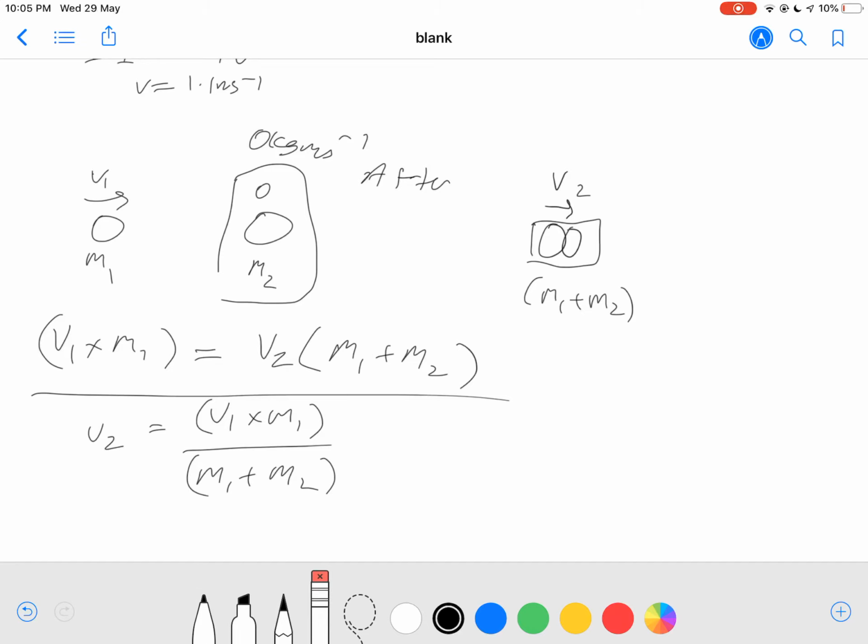For example, if the second object was also moving, you'd basically just add its momentum and do the exact same thing, adding the momentum of the second ball.